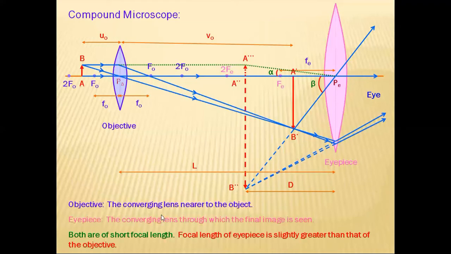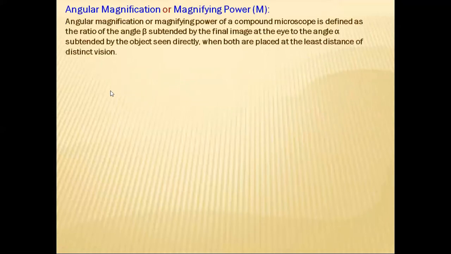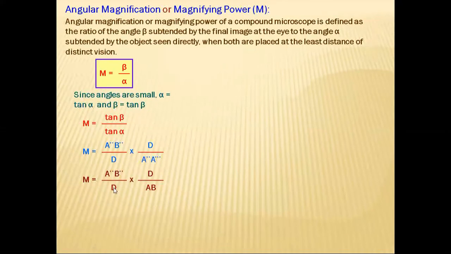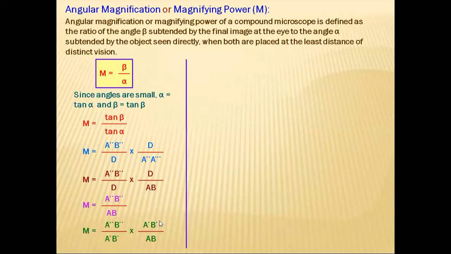So we discuss the main equation of compound microscopes. For the magnification formula, we take M is equal to beta by alpha, and since the angles are very small, we take M is equal to tan beta by tan alpha, the length by the height. So M is equal to A double prime B double prime by D into D by A double prime. Then we convert it: M is equal to A double prime B double prime by AB. And we can simplify it: M is equal to A double prime B double prime by A prime B prime into A prime B prime by AB. That is nothing but Me into Mo, the eye magnification and the object magnification. So the two magnifications are called like this.